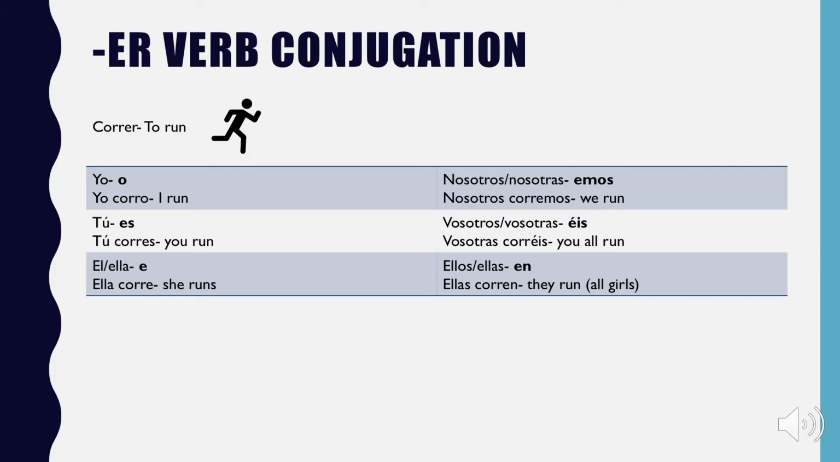In the nosotros form, we replace the ending with emos. So we say nosotros corremos. In the vosotros form, we replace the ER ending with éis. So we say vosotras corréis, you all run. And for the ellas form, we replace the ER ending with EN. So we say ellas corren, they run. And I used ellas, so that means that this group is all girls. So ellas corren, all the girls run.